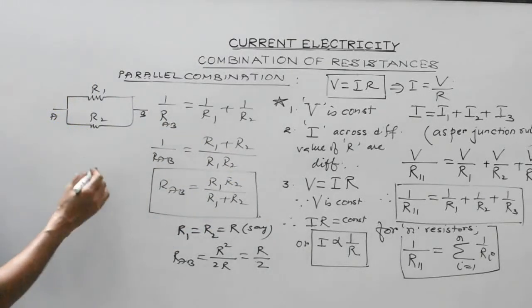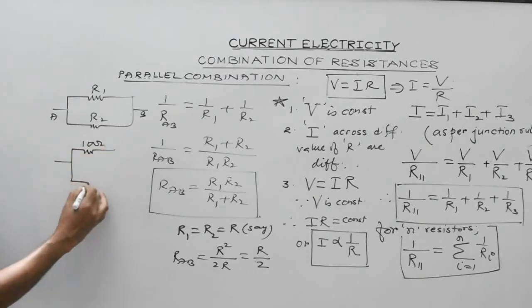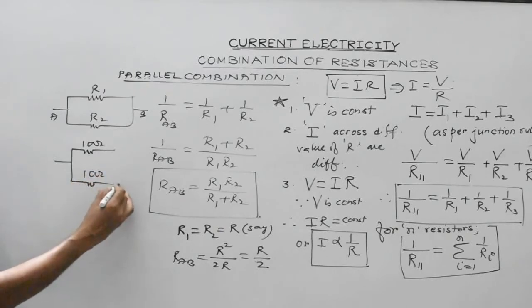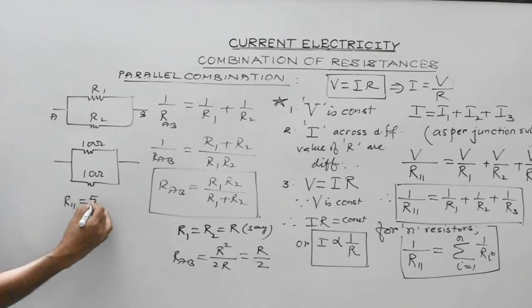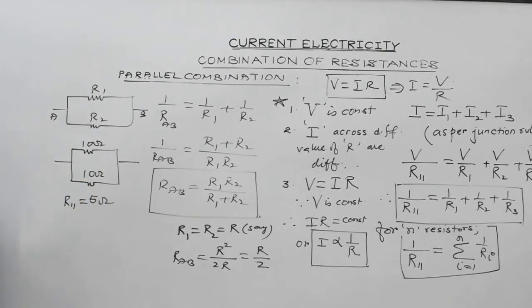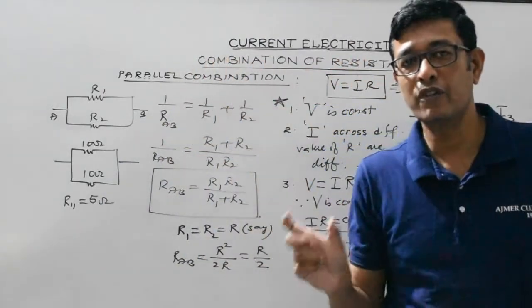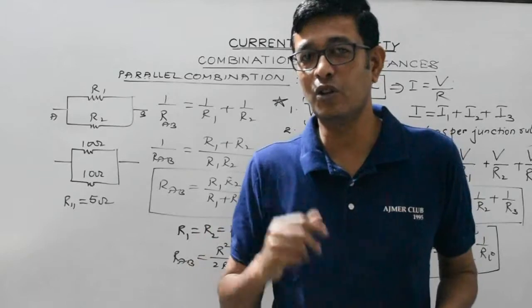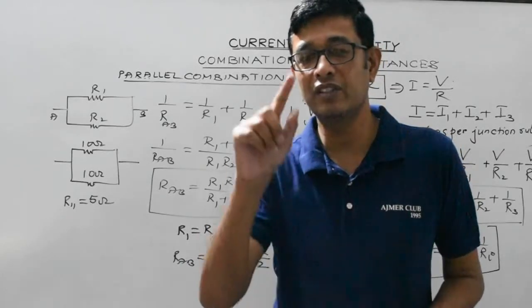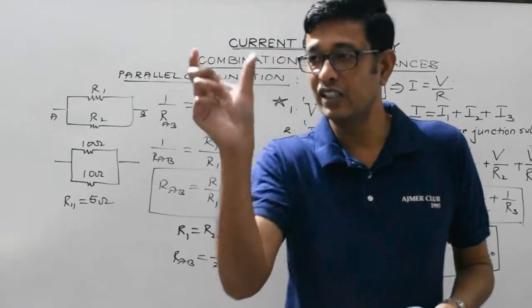For example, suppose this is 10 ohm, this is also 10 ohm. So their equivalent resistance would be how much? Half of this, that is 5 ohm. Right? Suppose 7.5 and 7.5 ohm. These two are connected in parallel. So what will be their equivalent parallel combination resistance? That will be 7.5 divided by 2. It will be 3.75.